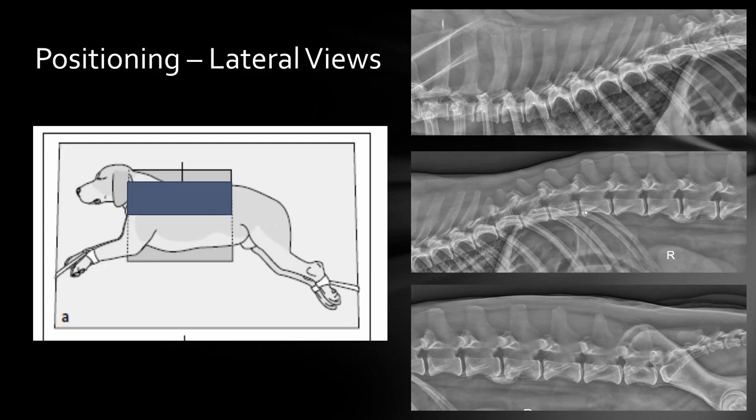For the thoracolumbar spine also, you want to make sure that they are straight and the rib heads of corresponding ribs are superimposed with each other and do not diverge, and that the wings of the ilium are superimposed with each other as well.